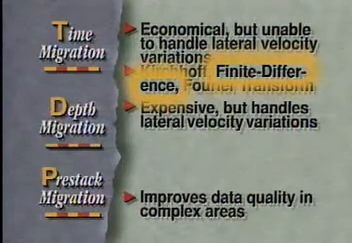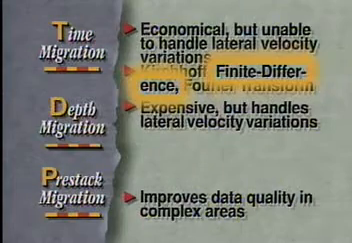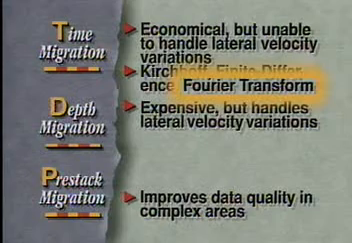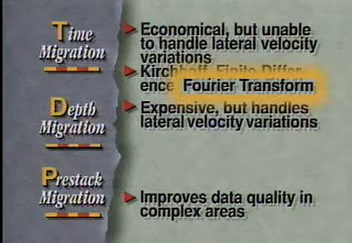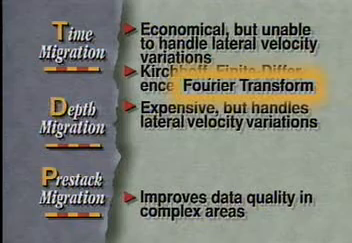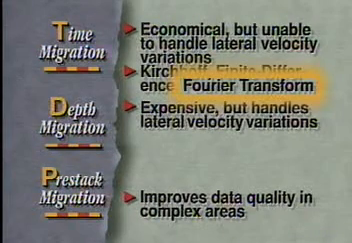The finite difference method can handle data that have low signal-to-noise ratios and small lateral velocity variations. The advantages of using a Fourier transform method include its relatively short computing time, its ability to produce good results when the signal-to-noise ratio is low, and its ability to handle steep dips. But all of these time migration methods have a common disadvantage. None of them can handle even moderate lateral velocity variations.